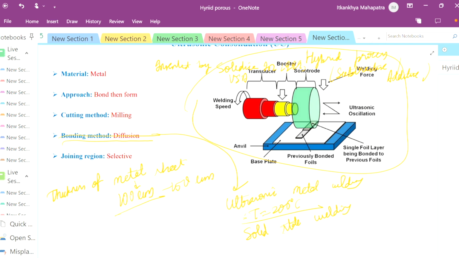Now in this schematic diagram, we see the different components that are available in the ultrasonic consolidation process. We have a transducer and a booster. You might have seen this type of transducer booster in ultrasonic machining, and it is almost the same type of setup, like various other micro machining processes.